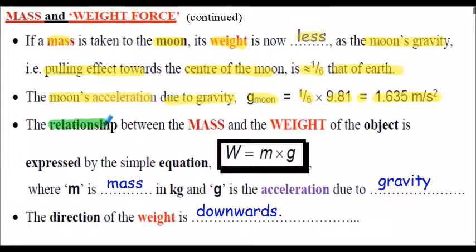The relationship between mass and weight of an object is expressed by the equation W is equal to m multiplied by g. This is actually Newton's second law, force is equal to mass times acceleration, where m is the mass of the object in kilograms and g is the acceleration due to gravity. It's important to remember that the direction of the weight force is always downwards.